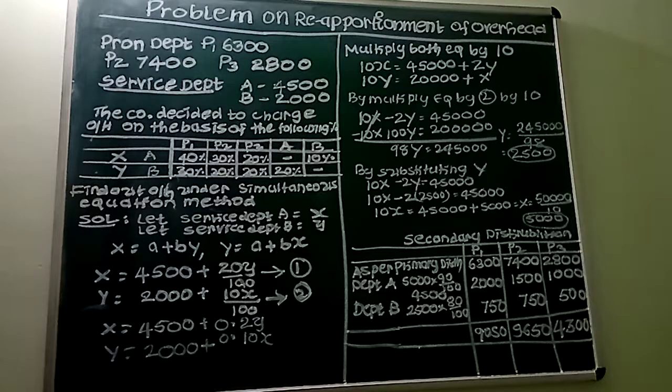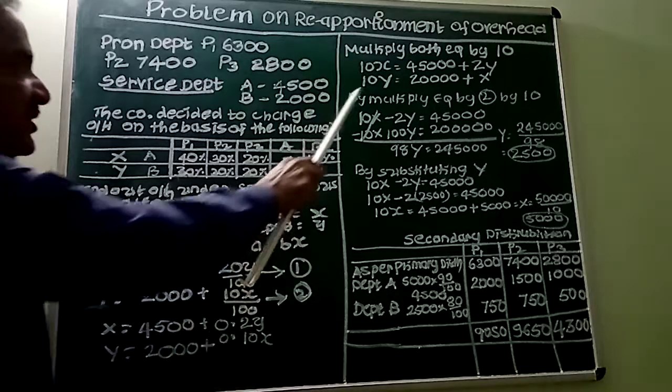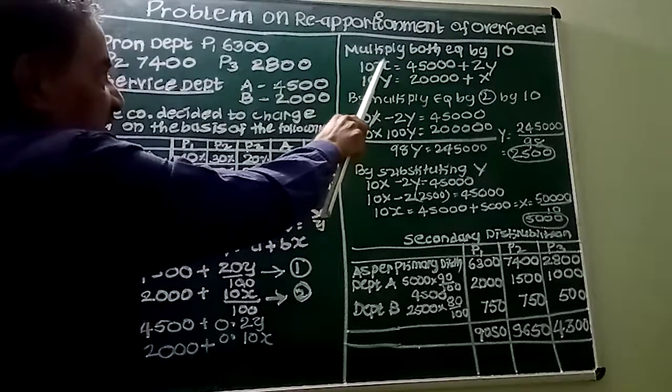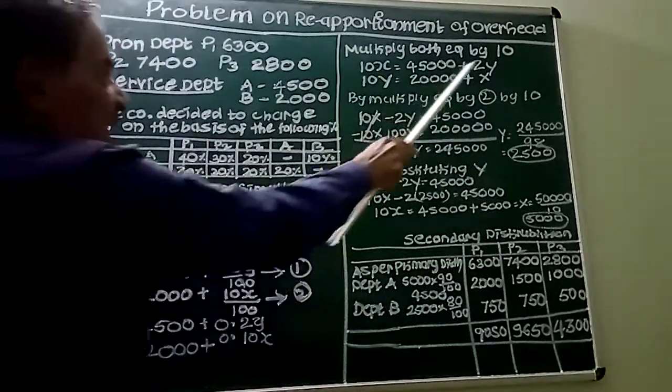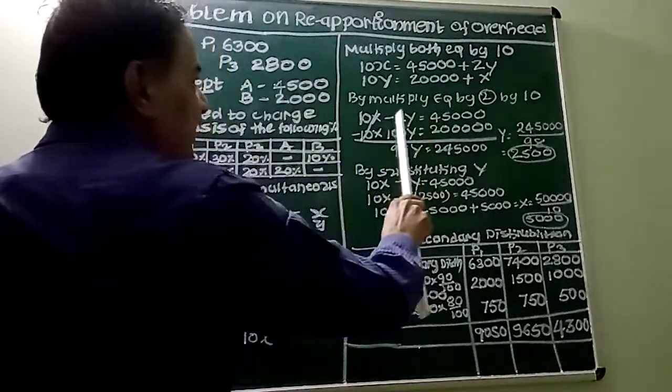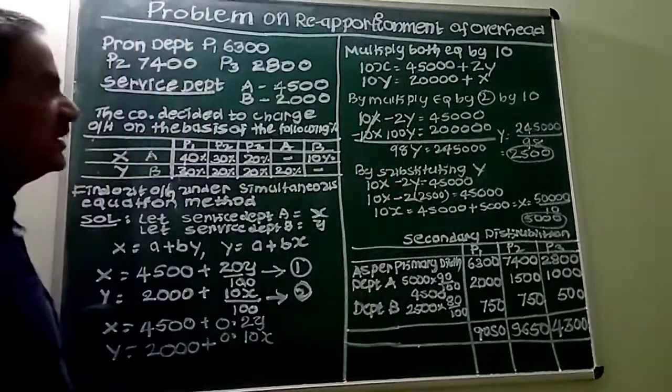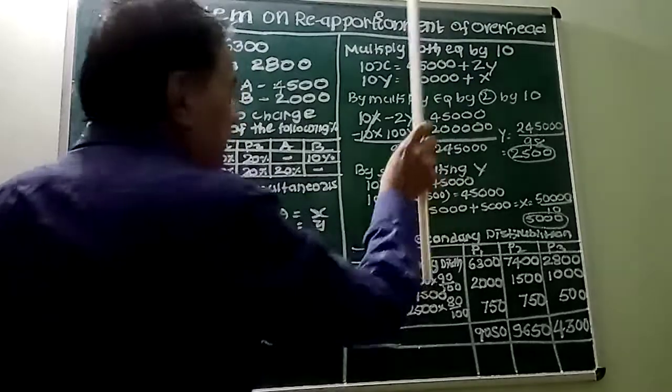Again, you have to arrange it properly and you must multiply the second equation by 10. This is very important. I have arranged this LHS to RHS. 10X, I have brought this 2Y this side. This has become minus 2Y. And 45,000 I have taken that side.